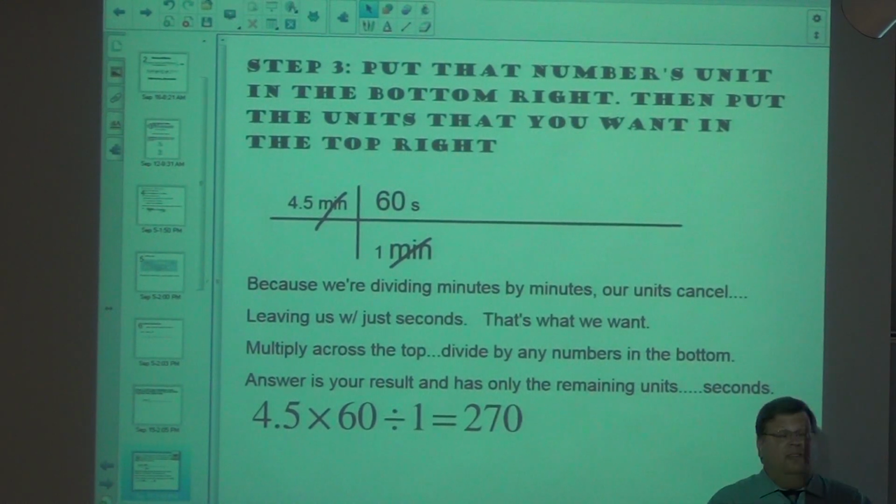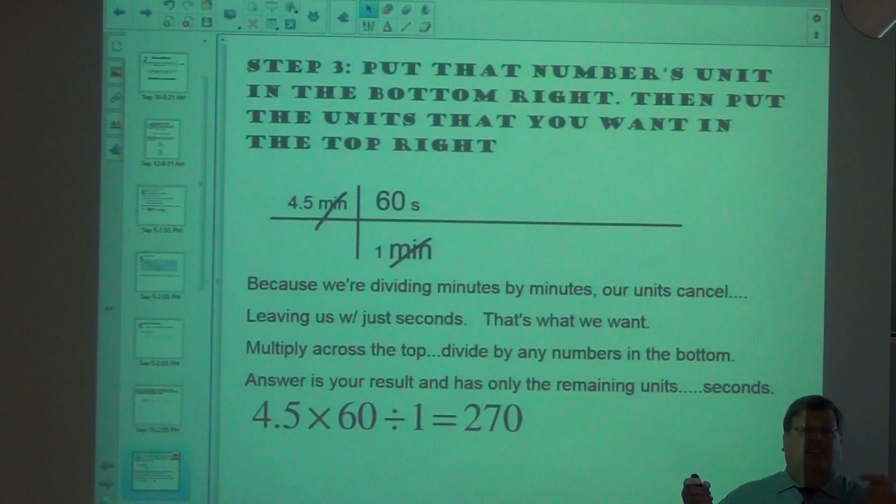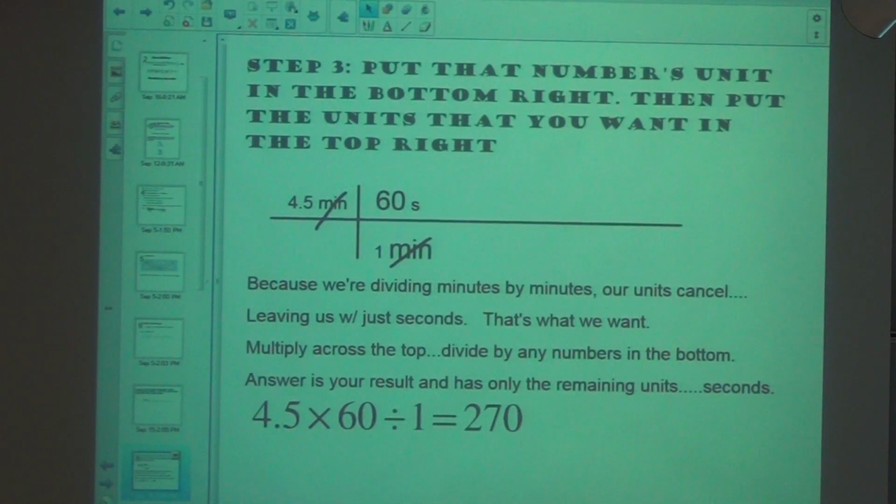And the reason for setting it up this way is that now when we look at the numbers, we can do the proper math and get the right answer that we're looking for. So we divide by minutes, and cancel out. Our only unit left is seconds, which is what we were wanting to figure out in the first place.